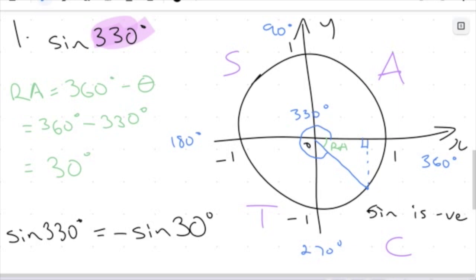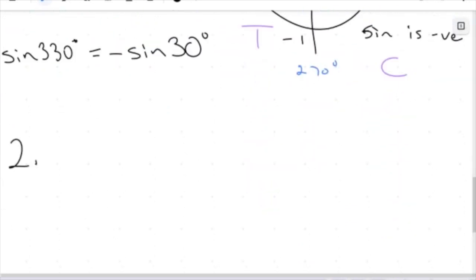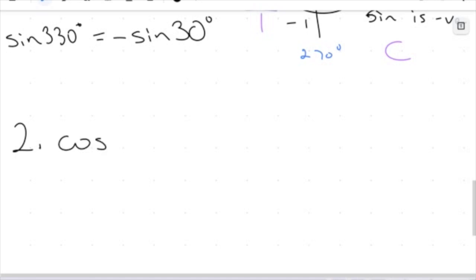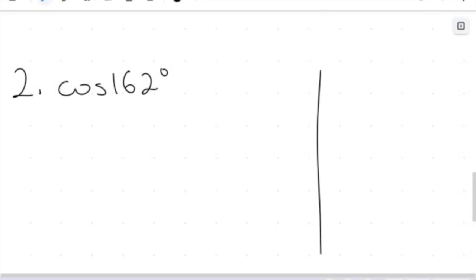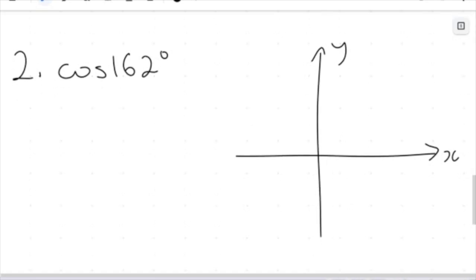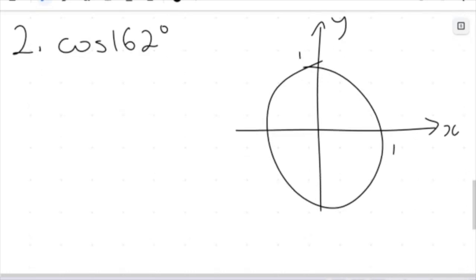Okay, let's try another question. We have cos of 162 degrees. So let's draw out another unit circle, and I'd encourage you guys to draw these into your books until you get really familiar with doing these. Eventually you'll be able to do these in your head without having to write it down every single time, but this is just to give you a little bit of guidance so you can really visualize what's happening here.